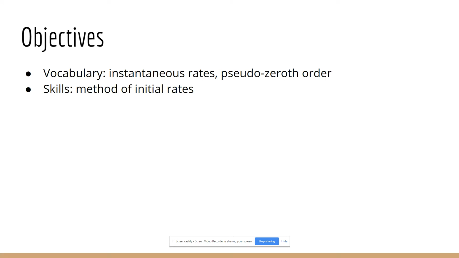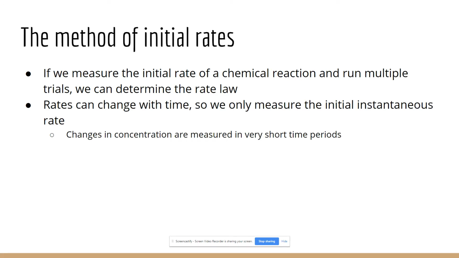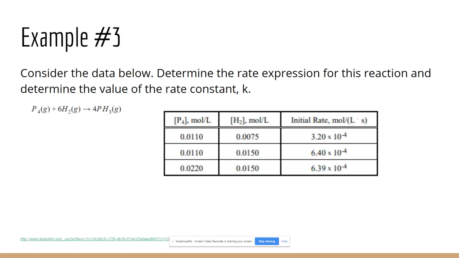Here are our objectives for today's video. Pause here. So oftentimes we want to determine the rate law for a particular reaction, and one of the ways we could do that is something called the method of initial rates. What that means is that you measure the change in concentration over the change in time just at the very start of the reaction. Rates can change with time, especially for something that is not zeroth order. That is why we only measure the initial rates, and they're measured in very, very short time periods. Pause here.